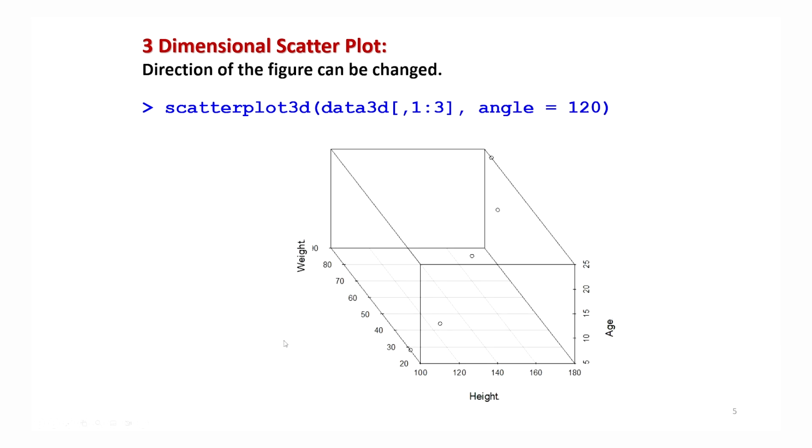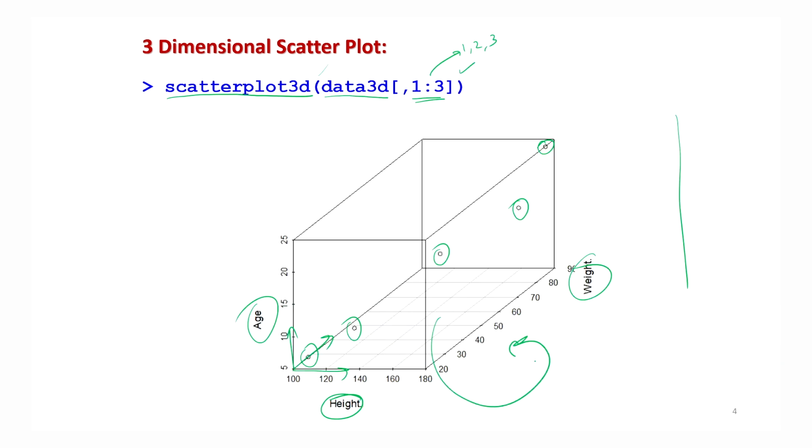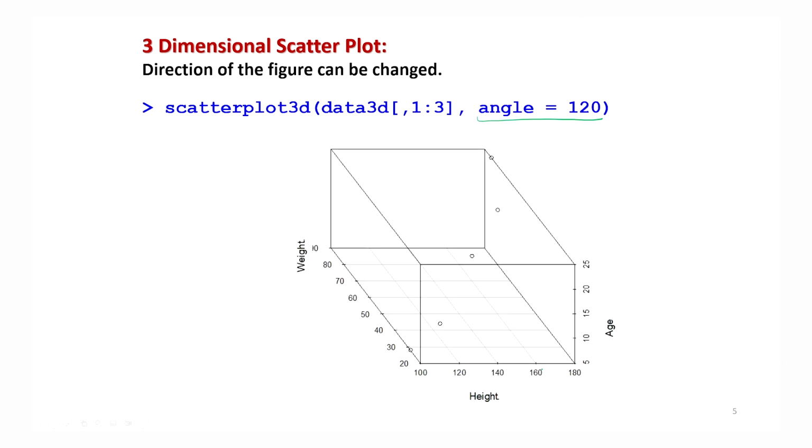Similarly, if you want to rotate the angle, I add an option, angle equals 120, so this graphic is rotated by 120 degrees. You can see now these points are lying like this. Now the next question comes: how can you modify it, or how can you think that this will do a good job? Here I am trying to give you one idea.